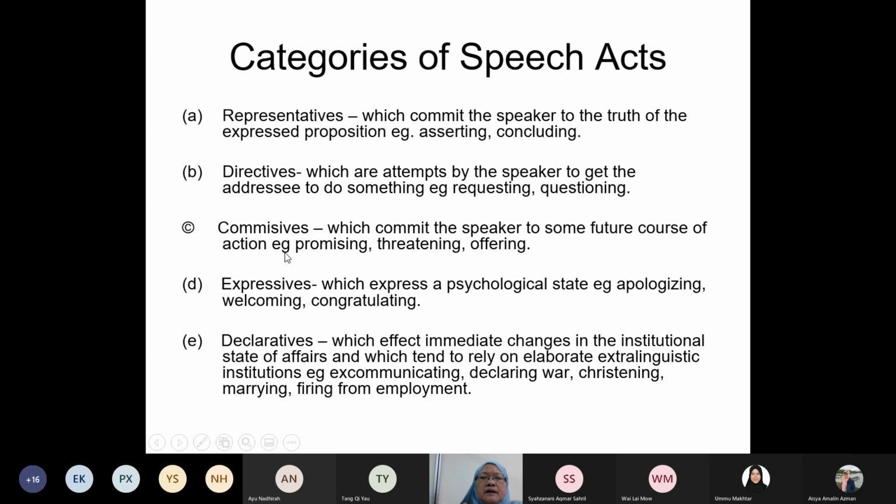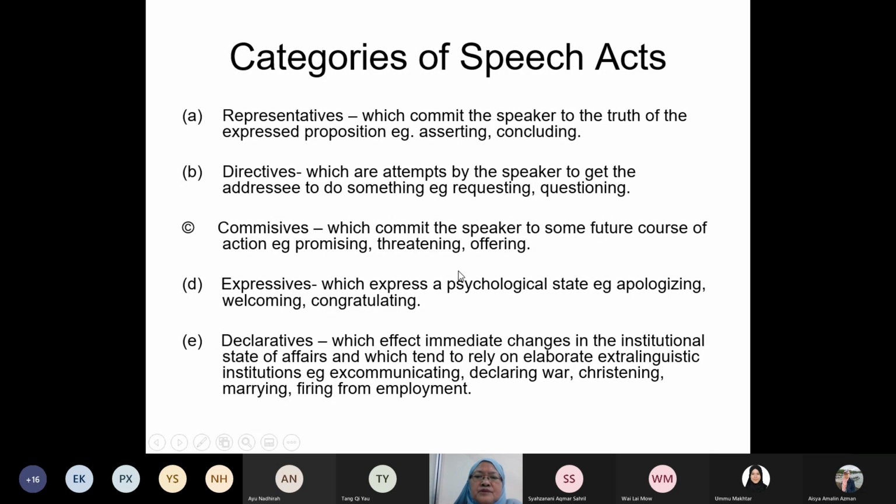So commissives, when you are doing commissives, you are promising something, that you will do something in the future. You are threatening. If you do this, I will tell the warden, let's say. So you're threatening, but it hasn't happened yet, right? So you're saying, if you go on to do this, I will report you. Yeah, so you're threatening. Or you're offering. If you do this, if you help me now, I will help you next week, let's say.